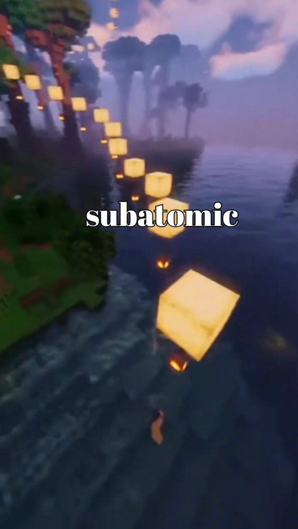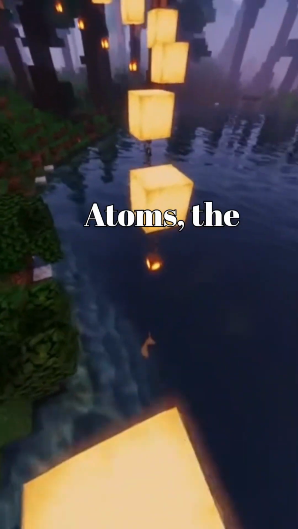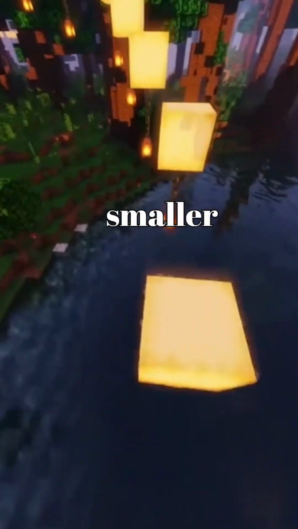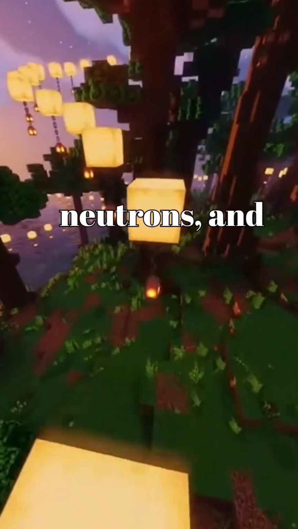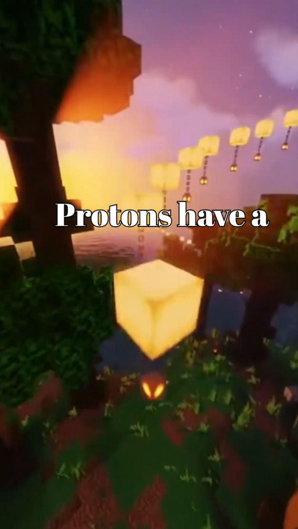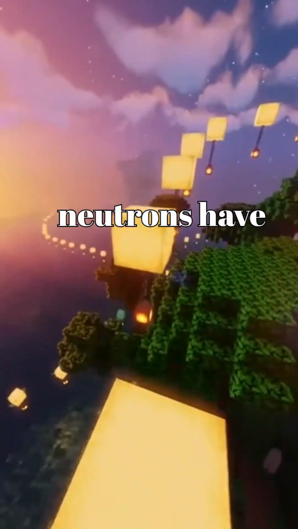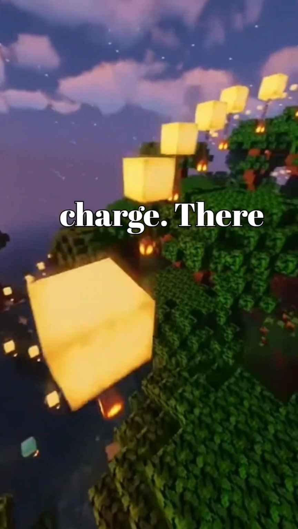Welcome to the world of subatomic particles. Atoms, the basic units of matter, are made up of smaller particles called subatomic particles. The main ones are protons, neutrons, and electrons. Protons have a positive charge, neutrons have no charge, and electrons have a negative charge.